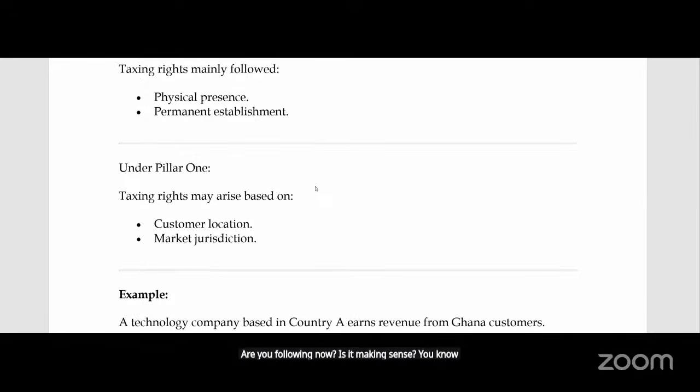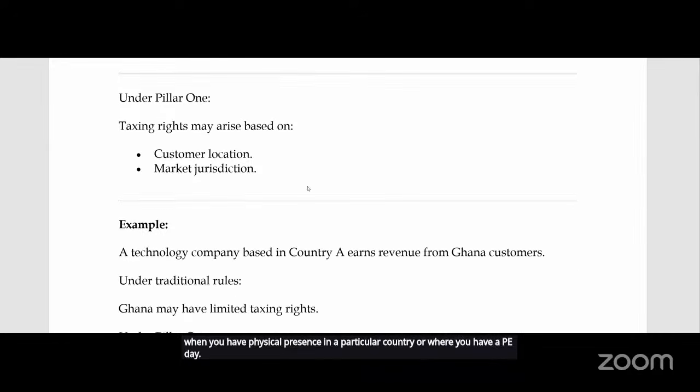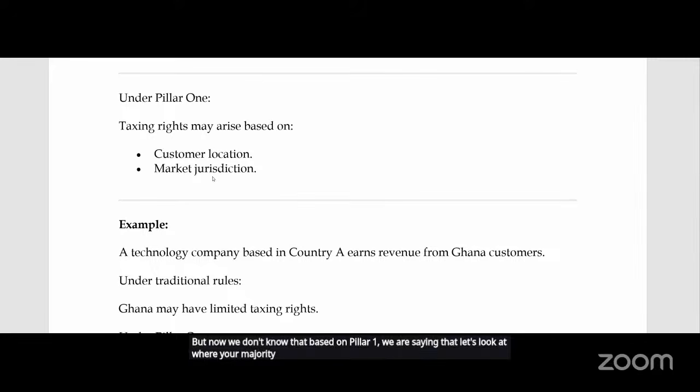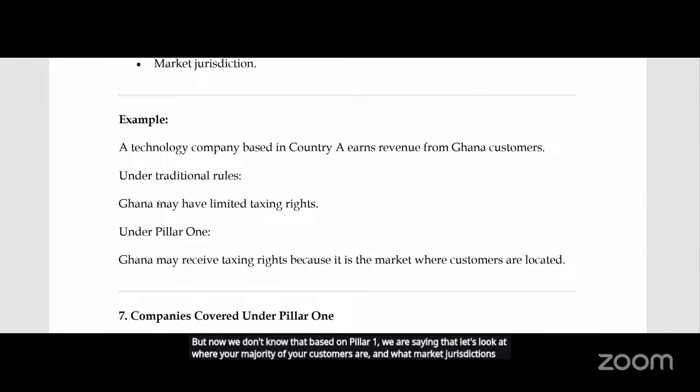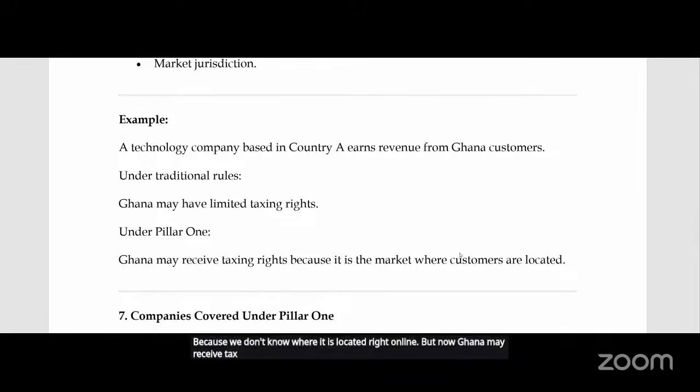You know, before, we could only tax you when you had physical presence in a particular country or where you had a PE there. But now we don't do that. Based on pillar one, we are saying let's look at where the majority of your customers are and what market jurisdictions you are trading in. For instance, if a technology company based in country A earns revenue from Ghana customers, under the traditional rules, Ghana may have limited taxing rights because we don't know where it is located, right? Online. But now Ghana may receive taxing rights because it is the market where the customers are located. Make sense?